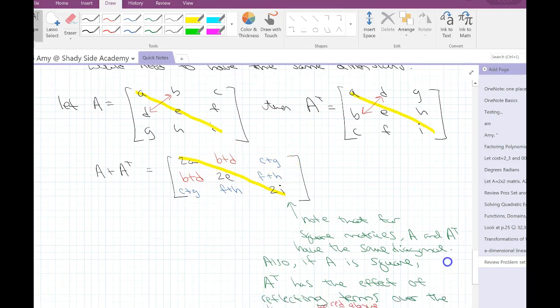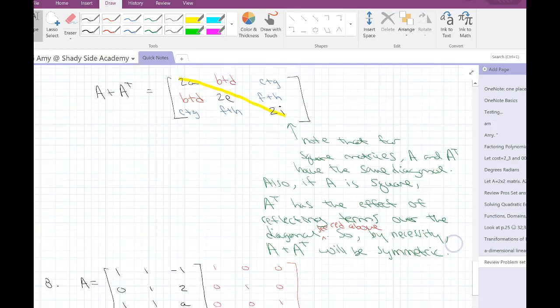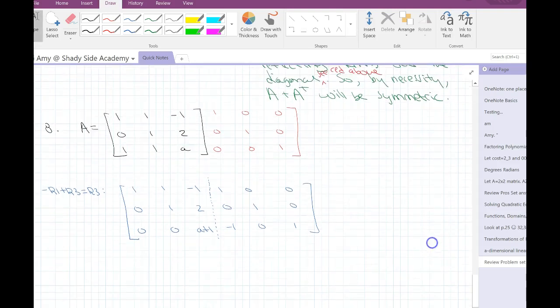Okay, so I said, note that for square matrices, A and the transpose have the same diagonal. Also, if A is square, A transpose has the effect of reflecting terms over the diagonal. I said, see red above. So by necessity, A plus its transpose will be symmetric. Okay? All right, number 8. Here's number 8. For what value of little a is the matrix capital A invertible if A is right here?